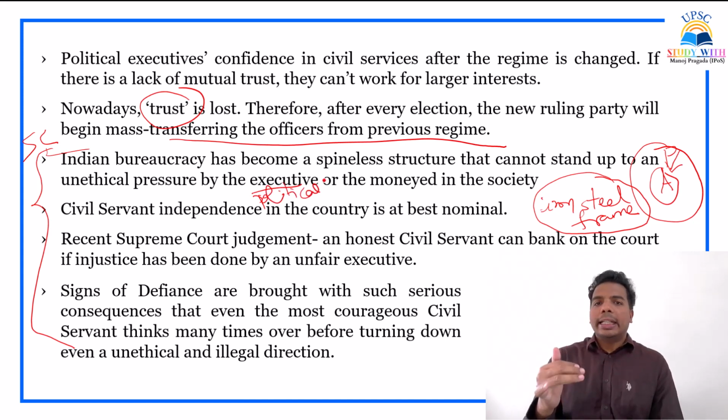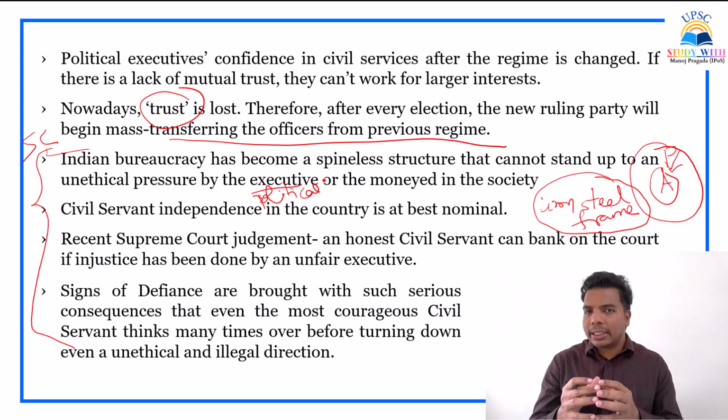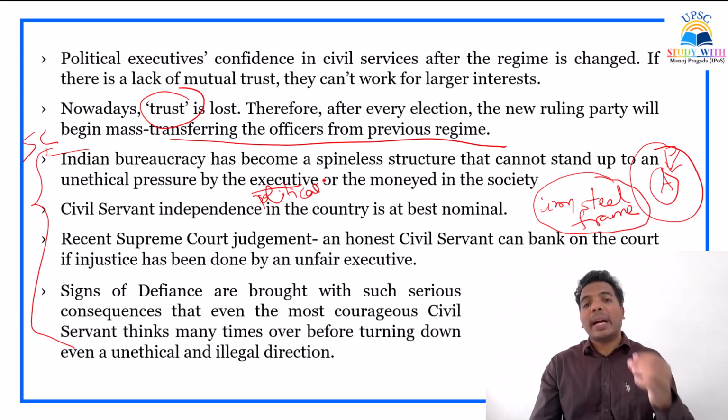So, as an administrator, every day you will be under various pulls and pressures. What are those pulls and pressures? The pressure might come from your political boss, or from an industrialist, businessman, corporates. As you all know, there is a nexus between the political executive and corporates. Because corporates are funding the elections, and after winning the election, the political executive wants to do certain favors to those corporates who have funded his or her election. So there is a nexus between both of them, and they are creating pressure on the administrator. And the administrator is not able to withstand those pressures. That's why the Supreme Court has commented that bureaucracy has become a spineless structure.